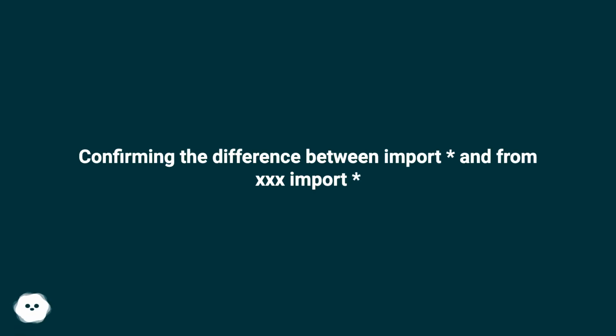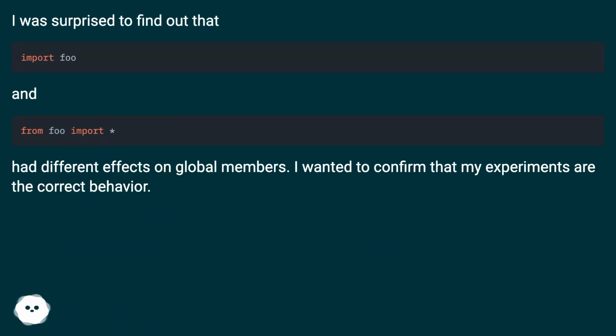Confirming the difference between import * and from XXX import *. I was surprised to find out that import foo and from foo import * had different effects on global members. I wanted to confirm that my experiments are the correct behavior.